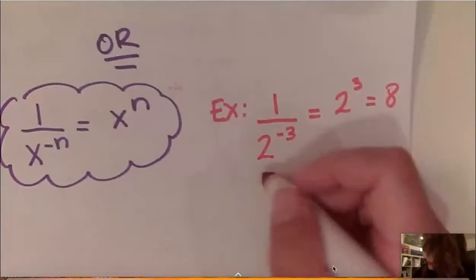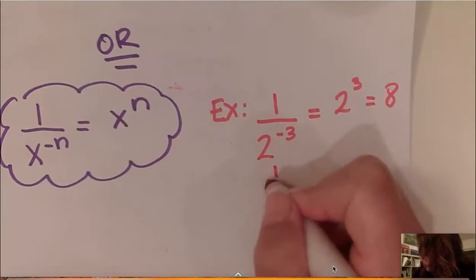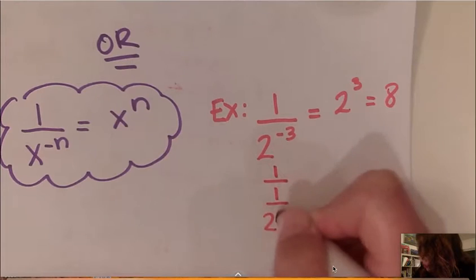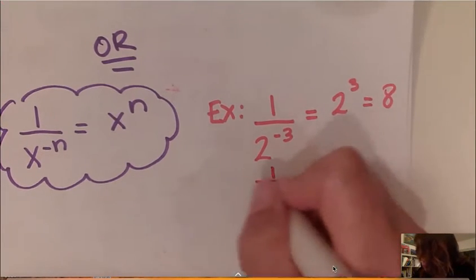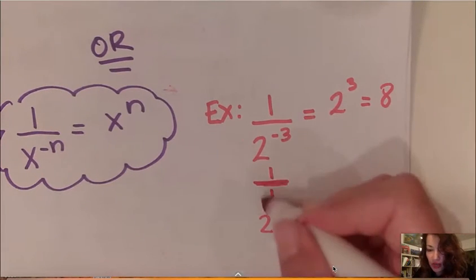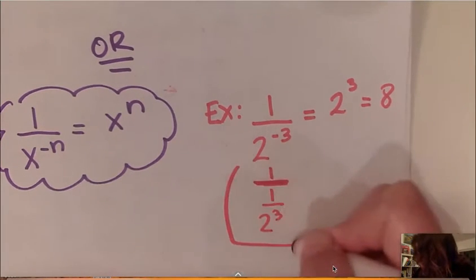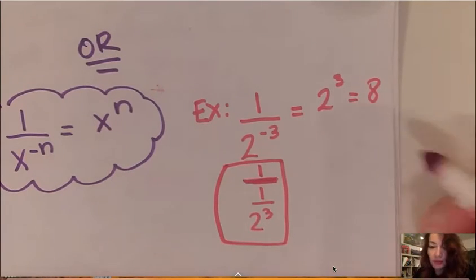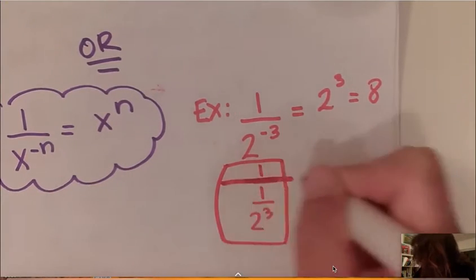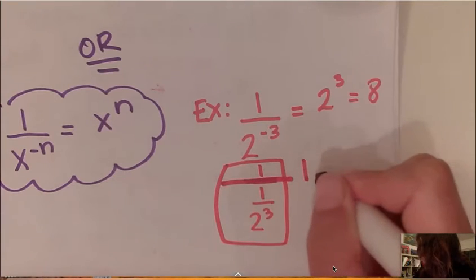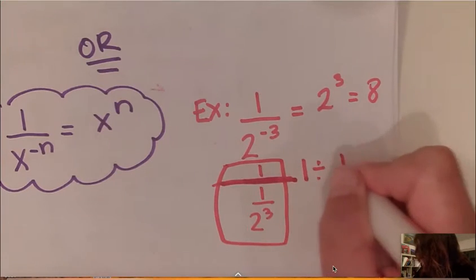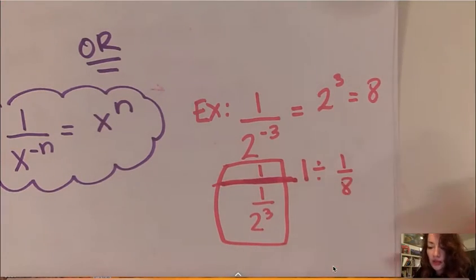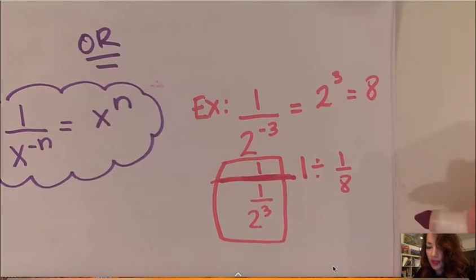So if I wrote that down, 2 to the negative 3 is the same as 1 over 2 cubed. And if we change this right here to a multiplication problem, here's my division sign. So I have 1 divided by 1 over 8. So how can I change a division problem to a multiplication problem?